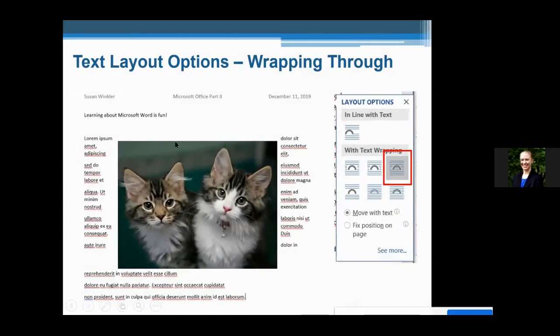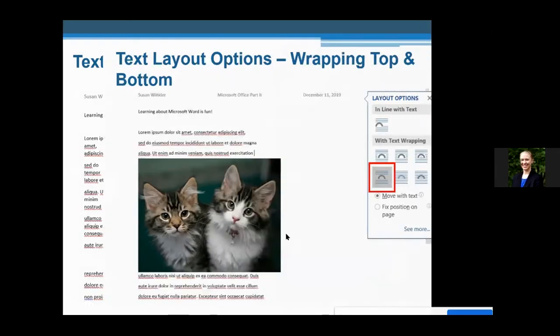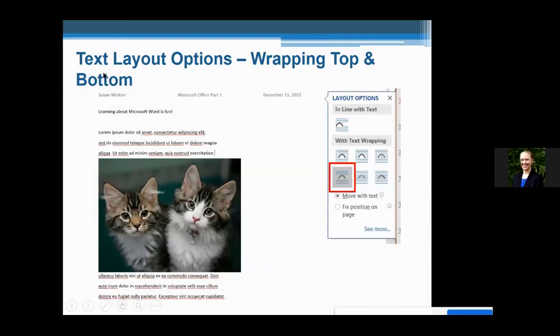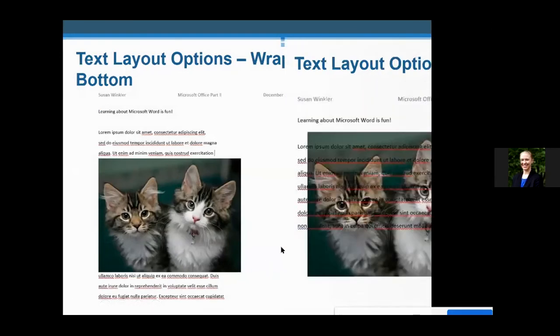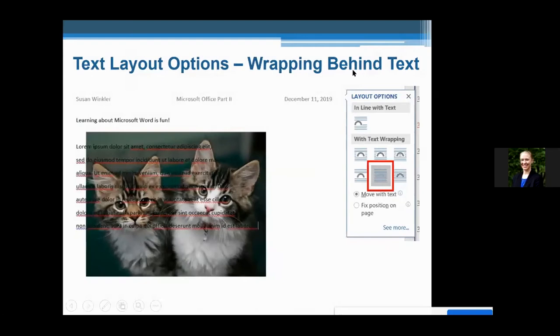Wrapping through means it's going to start here and it basically just jumps over the image to finish the sentence and paragraphs. Wrapping on the top and bottom means it's going to go above and below. Wrapping behind the text means the image will go behind the text, which in most cases is a little bit harder to see unless you have a very light colored image, which if that's the effect you're going for, then you could certainly do that.